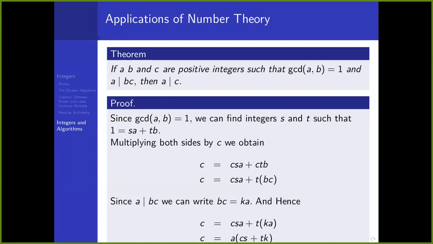So that's basically what it means. We have shown that C must be a multiple of A, and therefore A divides C. And this will be true if the first two conditions hold, that is, the GCD of A and B is 1, and A divides BC. If those two conditions hold, then A must divide C. So we have proved that one.